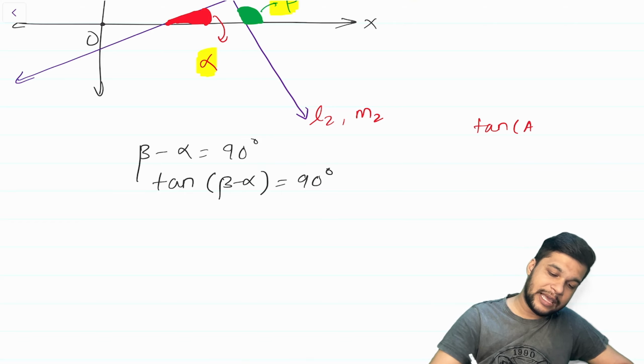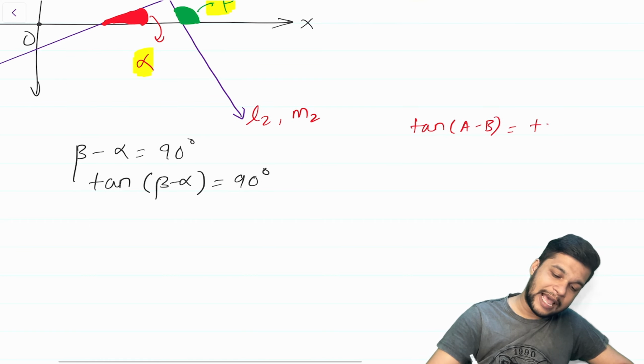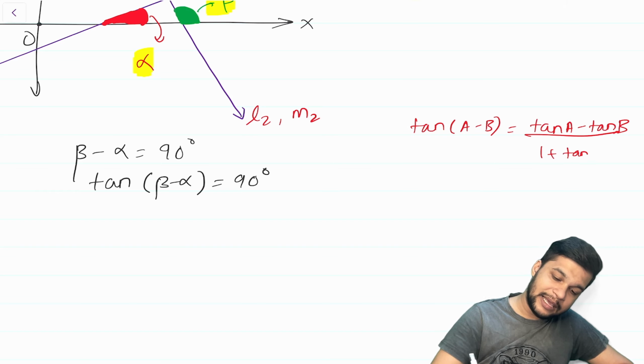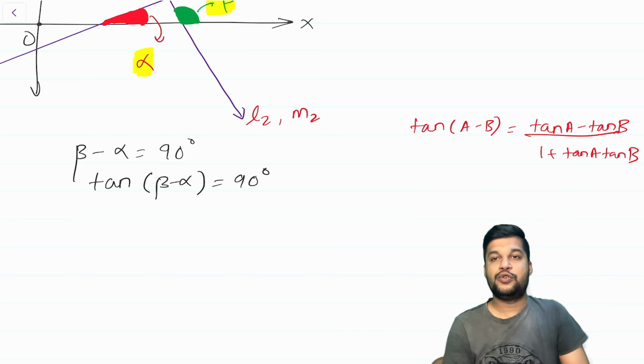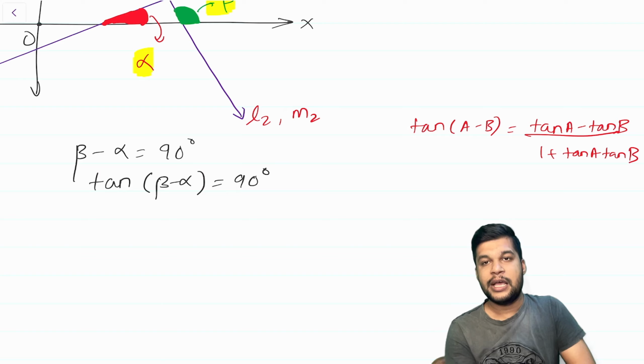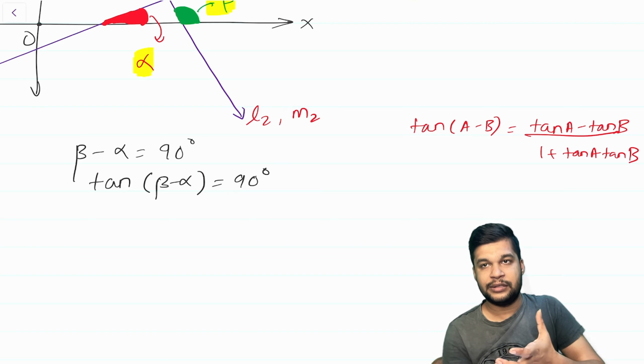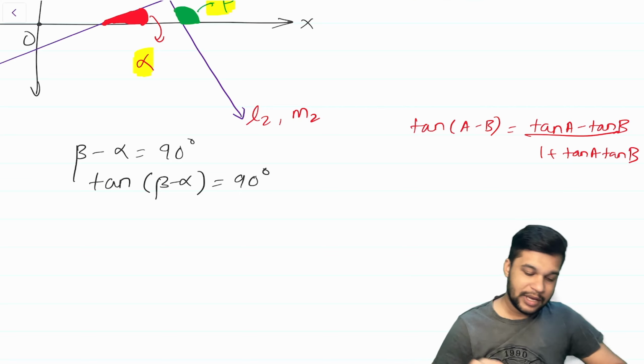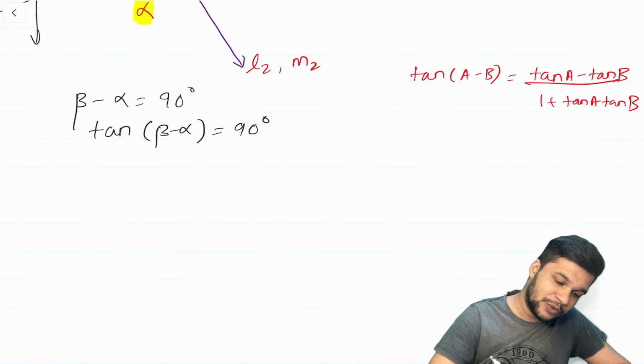Tan of a minus b is tan a minus tan b divided by 1 plus tan a tan b. Okay, so this is the formula which you must have learned in trigonometry. If not, you can learn it right here. This is the formula for tan a minus b. So I'll use it here.